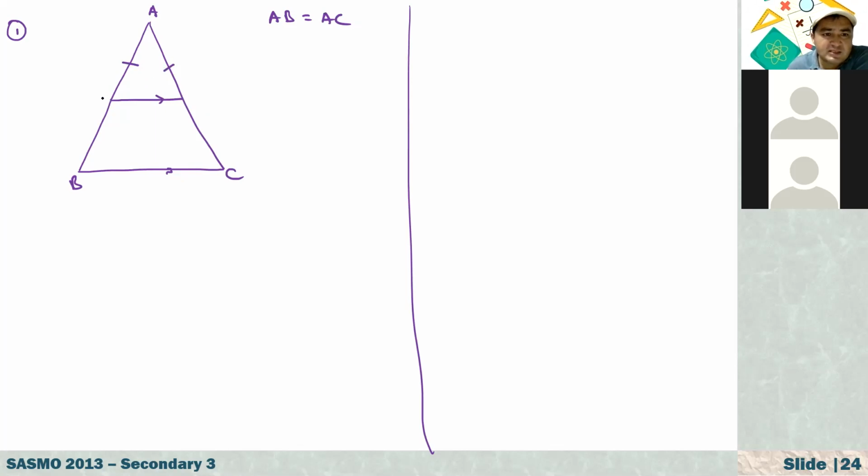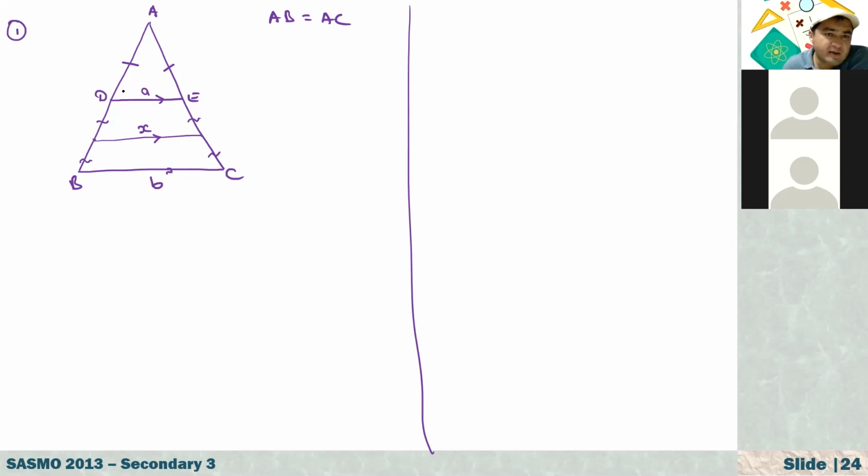And also, in this ABC, DB should be equal to EC because it is isosceles. Again, let me choose the midpoint here and draw another parallel line here. This is also parallel. Suppose that I know this side is A, and this one is B, and I'm going to find this X. And also this equals this, and this equals this.